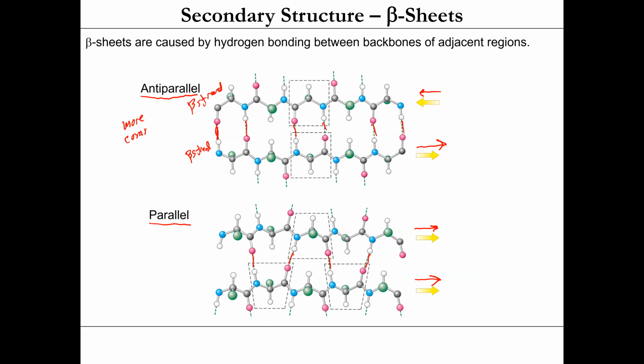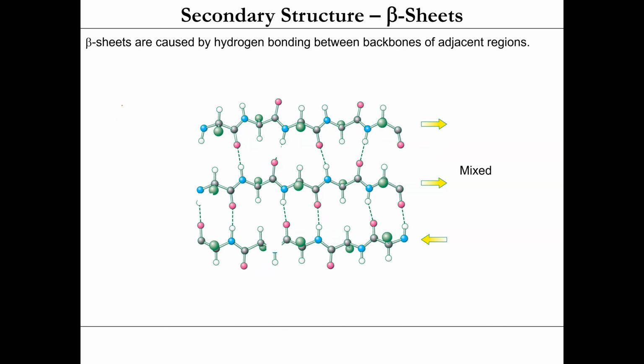And you can see because over the same distance, there's going to be a lot more hydrogen bonds at a closer distance than what you see for the anti-parallel beta sheet. And so you will find both anti-parallel and parallel in proteins, but anti-parallel are a bit more common. And you can also find mixed beta sheets that are caused by a combination of parallel and anti-parallel hydrogen bonding between those different beta strands, as you can see here.